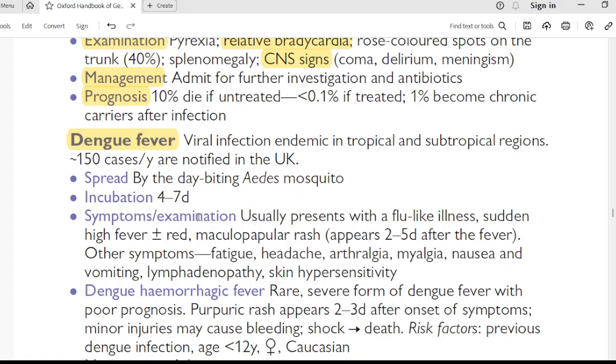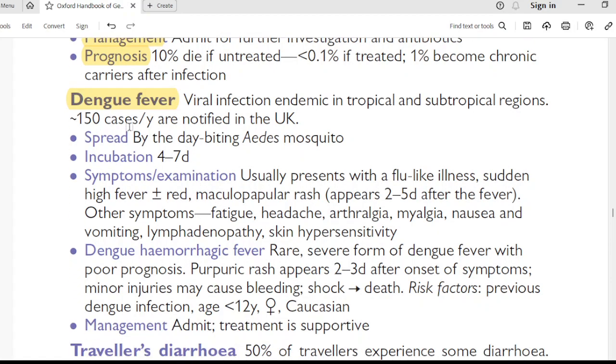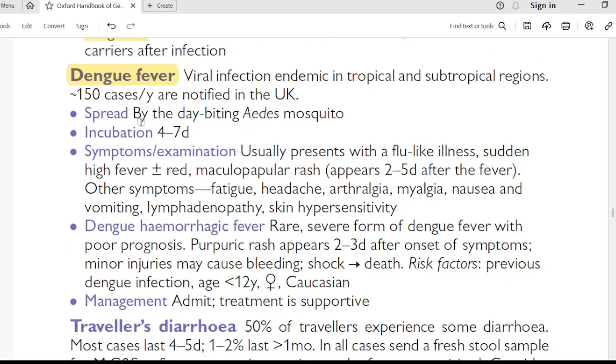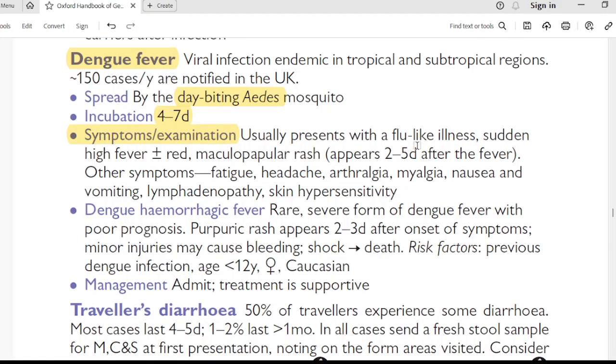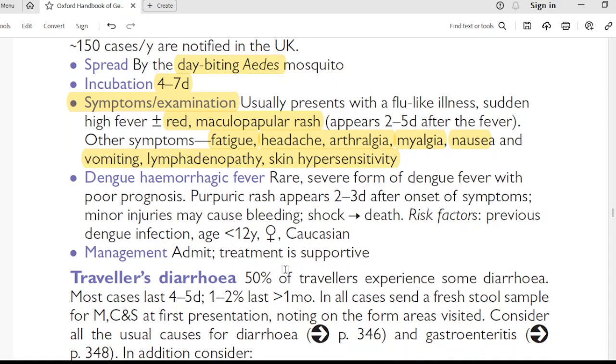Dengue fever. A viral infection endemic in tropical and subtropical regions. 150 cases per year are notified in the UK. Spread by the day biting Aedes mosquito. Incubation period is 4 to 7 days. Symptoms and examination: usually present with a flu-like illness, sudden high fever, plus or minus a red maculopapular rash, which appears 2 to 5 days after the fever. Other symptoms are fatigue, headache, arthralgia, myalgia, nausea, vomiting, lymphadenopathy, skin hypersensitivity.